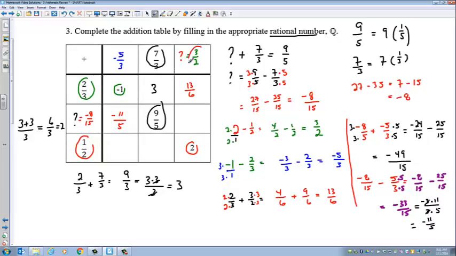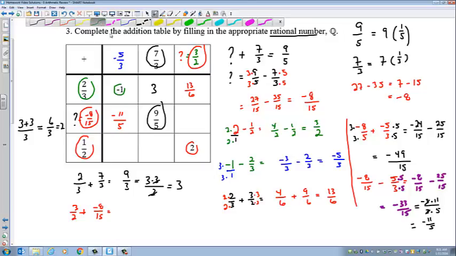So let's do this one. So 3/2 plus negative 8 over 15. So 3 over 2 plus negative 8 over 15. All right, so obviously two different denominators, so how do we find a common denominator? Well, 2 and 15 don't have any in common, so I'm just going to put a times 15 here, and a times 15 there, and then a times 2 there, and a times 2 here.